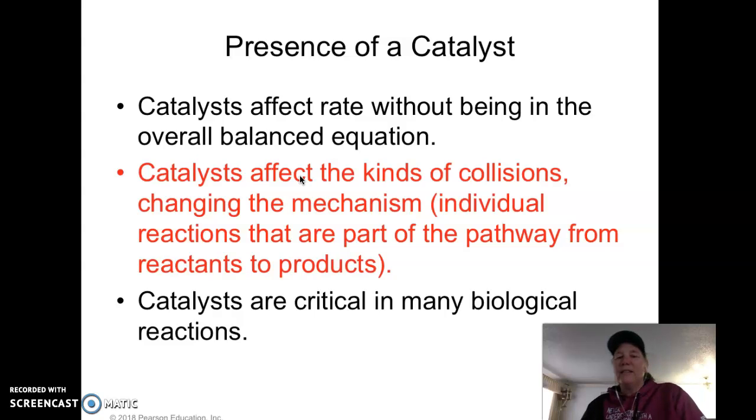Okay. Catalysts, we have many catalysts in our body. We call them enzymes. So an enzyme is a biological catalyst. Okay, their job is to make reactions happen or increase their rate or decrease their rate depending on the reaction itself. Okay, so that's what a catalyst is. It's something that affects the rate of reaction without being changed itself.